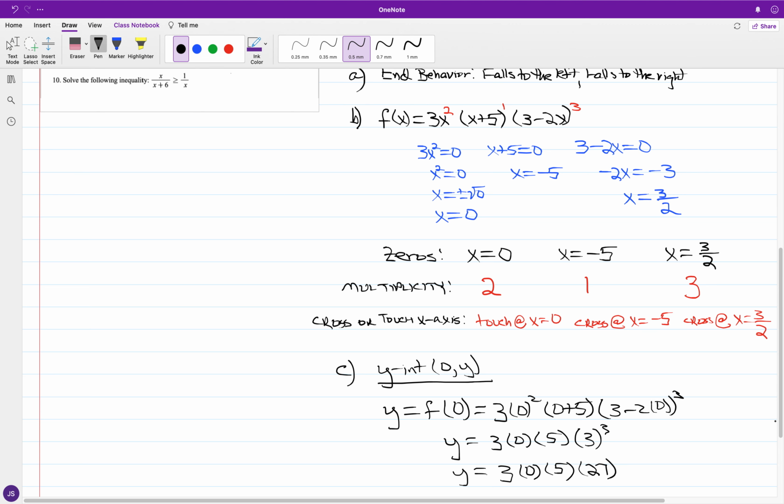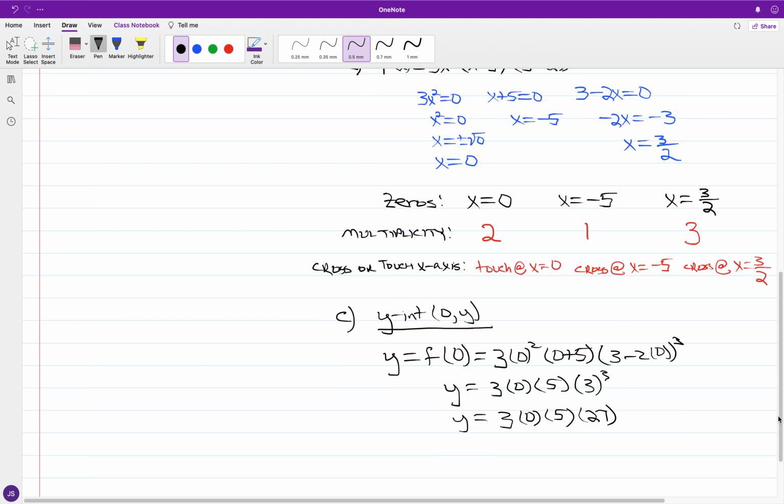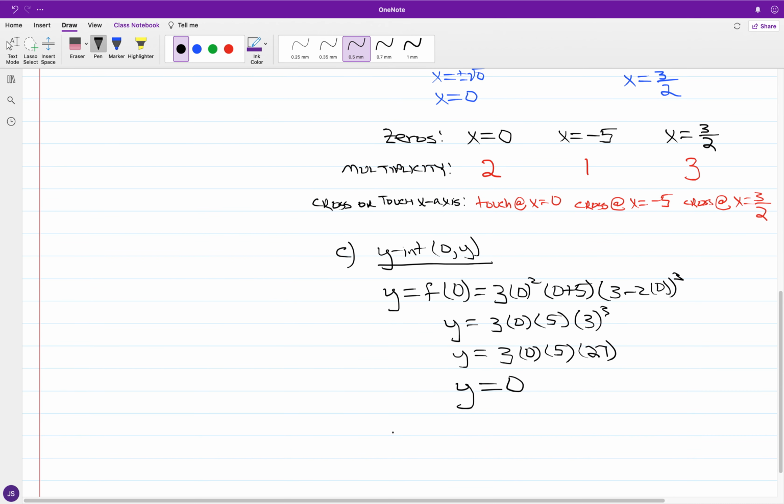Again, I could have stopped a long time ago because here, we have x squared set to 0, so it just cascades over the rest of the terms because the product is already going to be 0. So the y-intercept is going to be located at the origin.